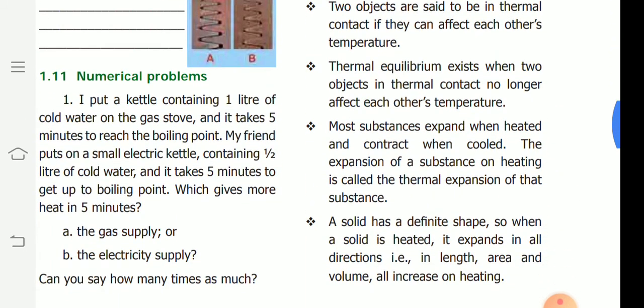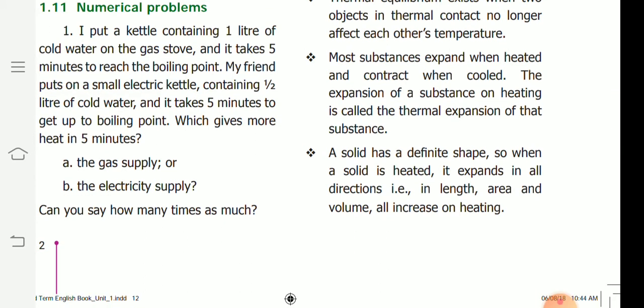Next one, numerical problem. I put a kettle containing 1 liter of cold water on the gas stove and it takes 5 minutes to reach the boiling point. My friend put a small kettle containing half liter of cold water on the electric stove and it takes 5 minutes to get it up to boiling point. Which gives more heat in 5 minutes? The gas supply or the electricity supply? Which one?